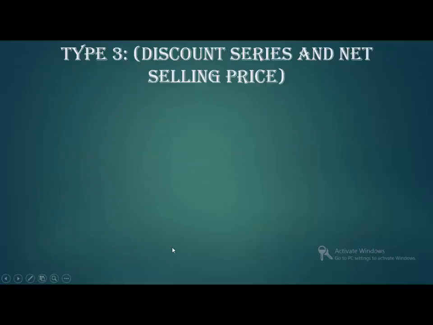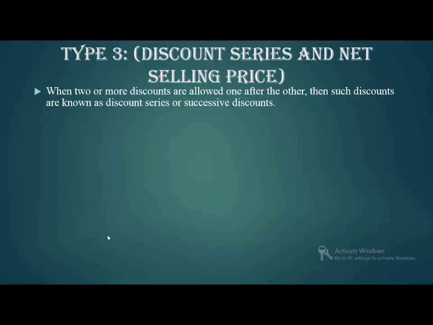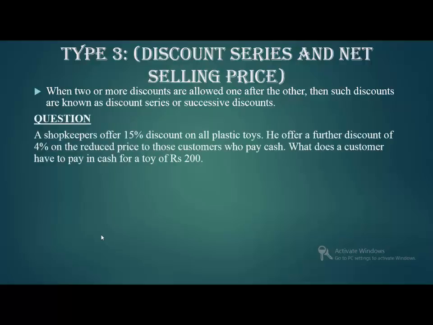Another type of problem is when there are a series of discounts and we have to find out the net selling price. When 2 or more discounts are allowed one after the other, then such discounts are known as discount series or successive discounts. Now usually these discounts are often given to attract more customers or during certain offer periods or holiday periods. A shopkeeper offers 15% discounts on all plastic toys.